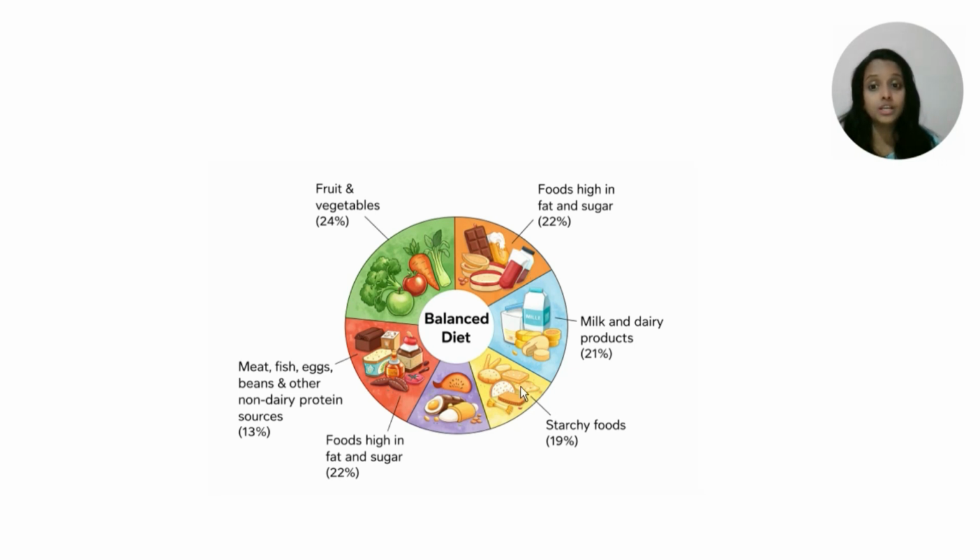Starchy foods such as bread, rice, potatoes, and pasta account for roughly 19% and serve as a major source of energy. In contrast, meat, fish, eggs, beans, and other non dairy protein sources form the smallest segment at approximately 13%, yet they remain essential for muscle development and body repair. Overall, the pie chart emphasizes the importance of maintaining a balanced diet by prioritizing fruits and vegetables while carefully managing the intake of foods high in fat and sugar.